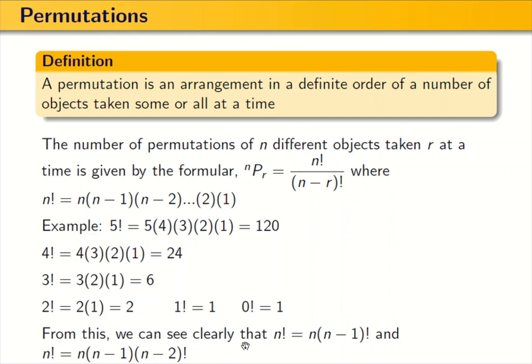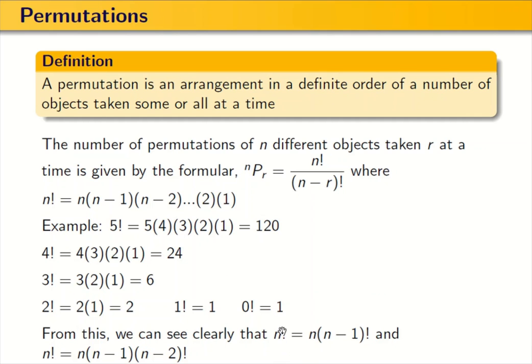From this, we can see clearly that n factorial is the same as n times (n minus 1) factorial. Let's see something. 4 factorial is 4 times 3 times 2 times 1. Look at 5 factorial: it's 5 times 4 times 3 times 2 times 1, and from the 4 onward it is the same as 4 factorial. So 5 factorial is equal to 5 times (5 minus 1) factorial, and 5 minus 1 factorial is 4 factorial.